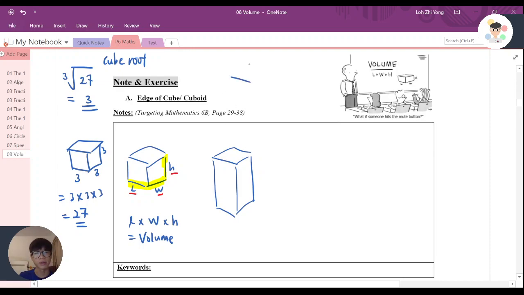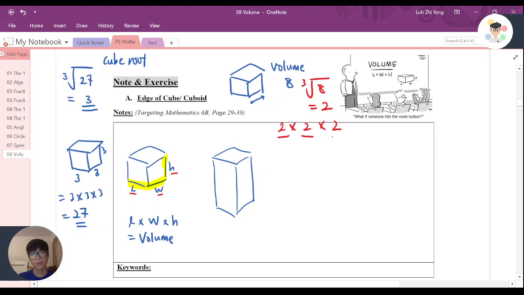Another quick example. If this is a cube, and I tell you that the volume of this cube is 8, you need to find the edge. How are you going to find the edge? Again, the same thing, you press the cube root, then 8, and it will give you the answer 2. Why? Because 2 times 2 times 2, you multiply 2 for 3 times. That's why the cube root actually tells me what that number is here. That's why it's 2.